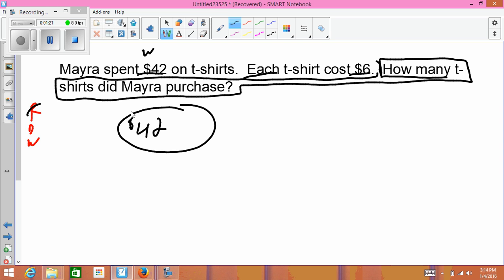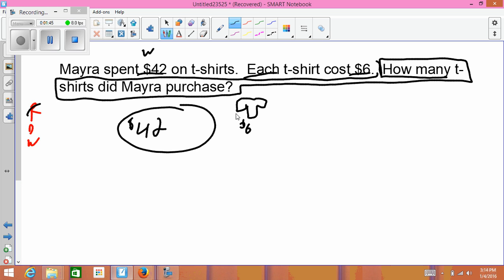Now, sometimes a division problem will tell you the number of groups. Other times, such as in this question, it tells you the size of each group. So looking at the question, she had $42 to spend. Each t-shirt she bought cost $6. So every shirt that Myra buys will cost her $6 out of her $42.